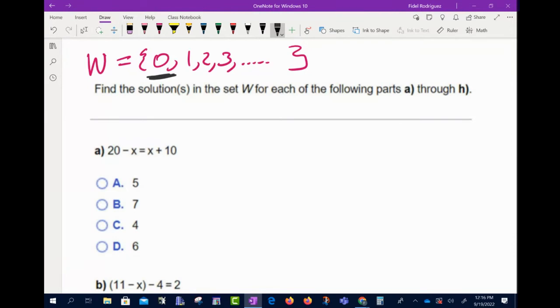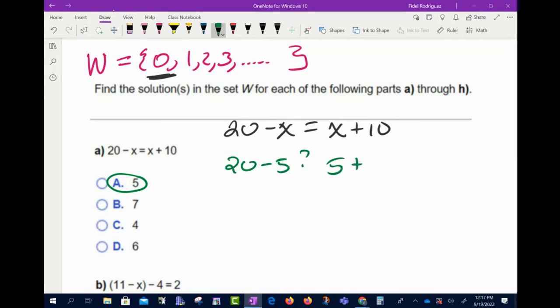So y'all, let me go ahead and write this out. So we have 20 minus x equals x plus 10. So what I want you to think about is what number, when I subtract it from 20, would give me the same answer as if I took that same number and added 10 to it. One thing I want to mention here, y'all, this is a multiple choice problem. So I can always go through a process of elimination, right? So let's check the first answer. Let's see if that's going to work. I don't know if it's going to work or not, but we're going to try.